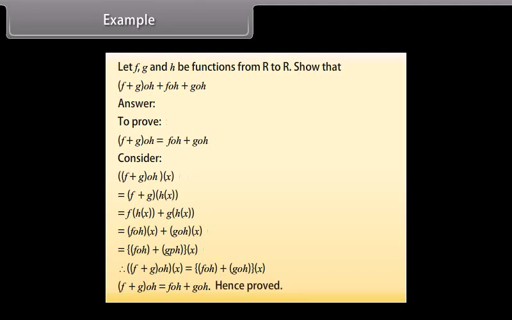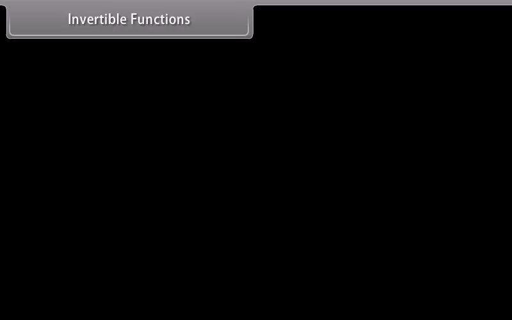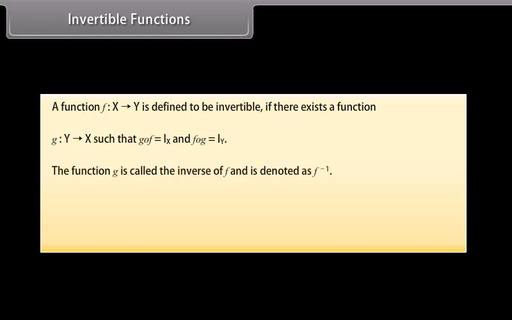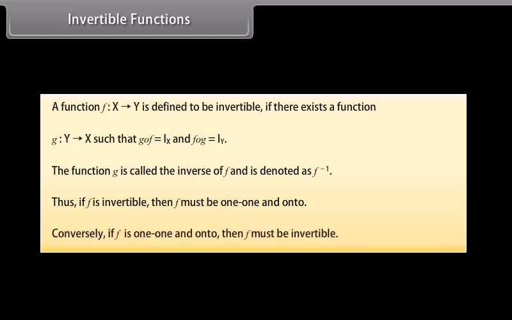Invertible functions. A function f from X to Y is defined to be invertible if there exists a function g from Y to X such that g of f is equal to I x and f of g is equal to I y. The function g is called the inverse of f and is denoted as given. Thus, if f is invertible, then f must be 1-1 and onto. Conversely, if f is 1-1 and onto, then f must be invertible.